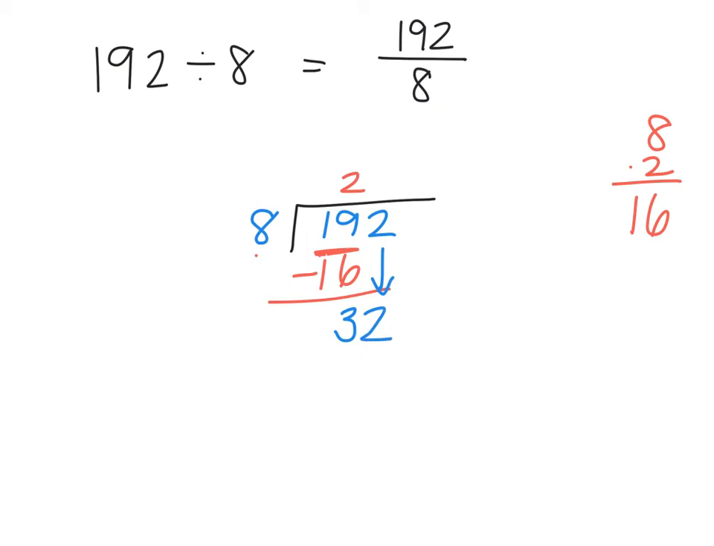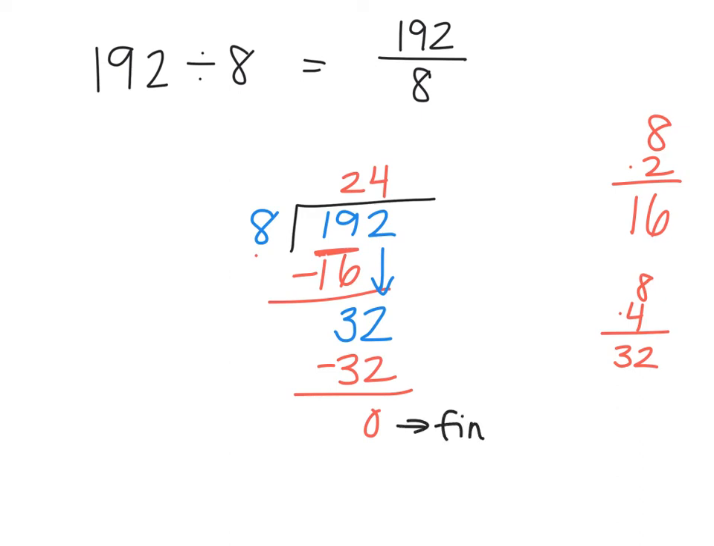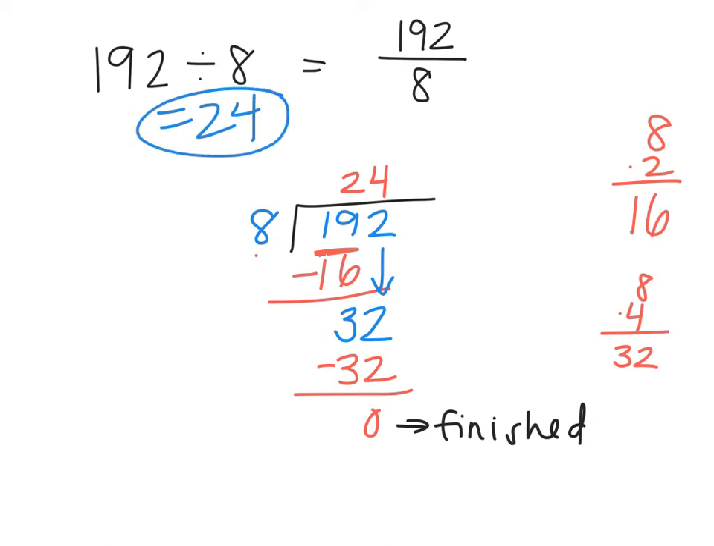And now I want to think, well, can 8 go into 32, and how many times? I know that 8 times 4 gives me 32 exactly. So I write my 4 up at the top. I subtract my 32. I get 0. When I go to bring another digit down, there are no more left. So again, at this point, I know I'm finished. And my final answer to 192 divided by 8 is 24.